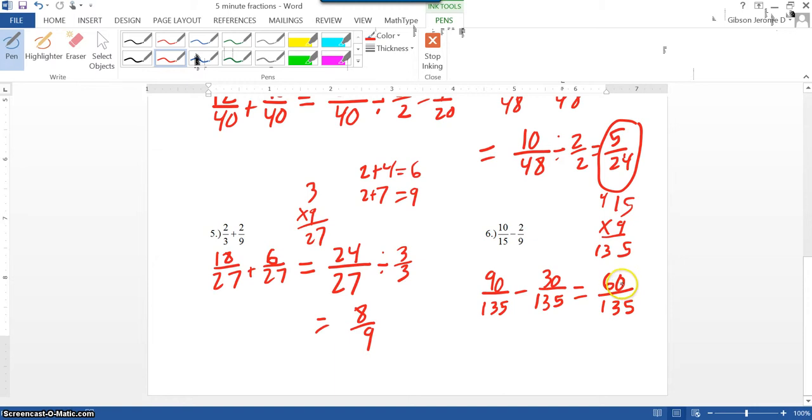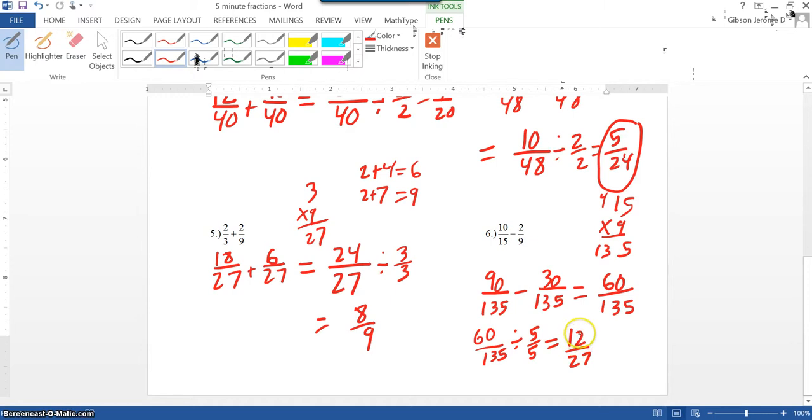Now if you notice here, this ends in 0 and this ends in 5. So that lets us know that we could divide both of these by 5. Now 60 divided by 5 is 12. And 135 divided by 5 will give us 27.